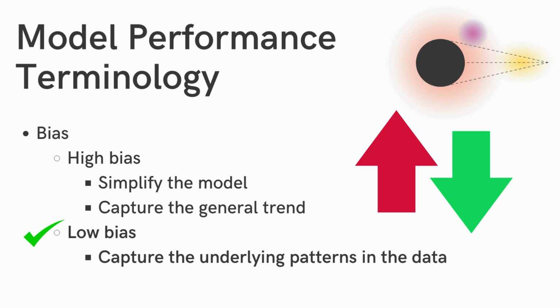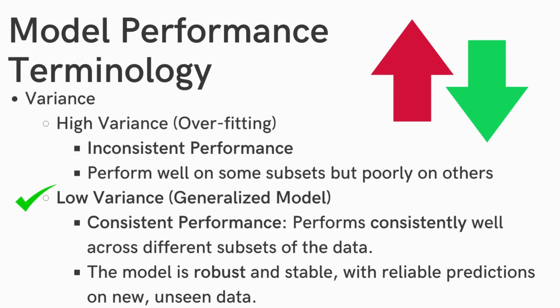For us to be able to capture the underlying patterns in the data, of course, we can develop a more complex model, right? So that it can capture all the underlying patterns in the training data. But let's see another terminology that we have to bear in mind. Another terminology that I want to introduce here is called variance. What does variance mean?